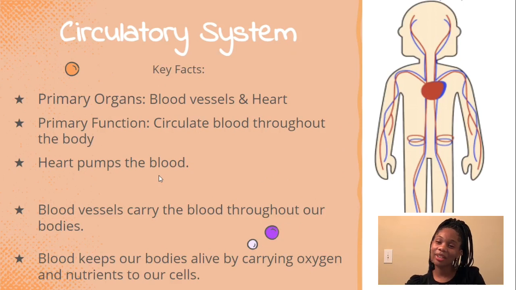All right, the circulatory system. The circulatory system consists of your blood vessels and your heart. The primary function of the circulatory system is to circulate blood throughout the body. Our heart pumps that blood, and the blood vessels carry the blood throughout your body. Why is blood important? Blood keeps our bodies alive, and it carries oxygen and nutrients to our cells. It's very, very important.